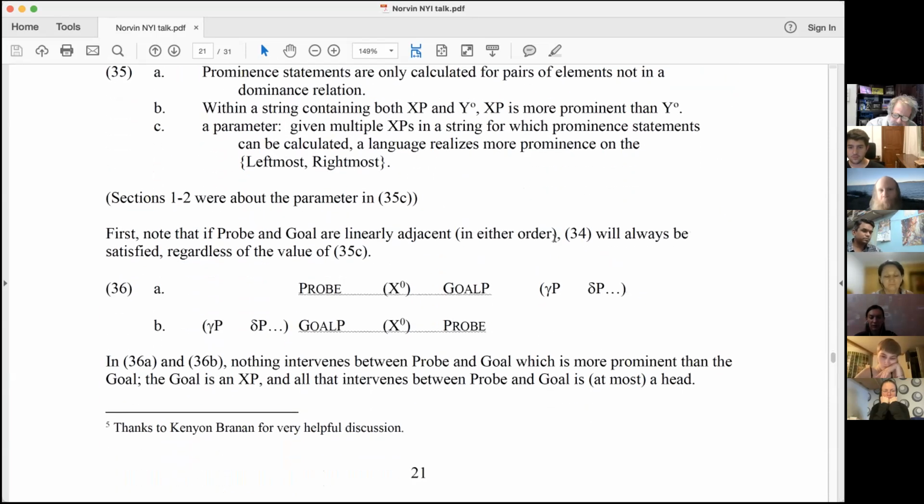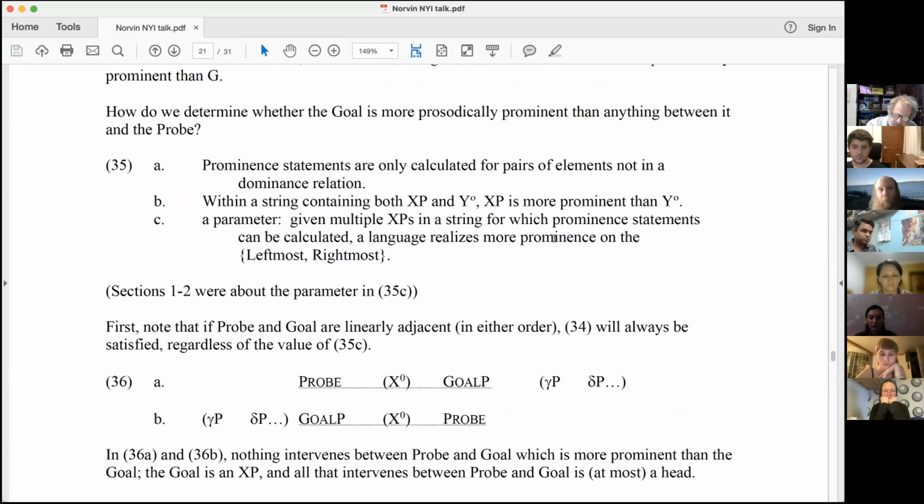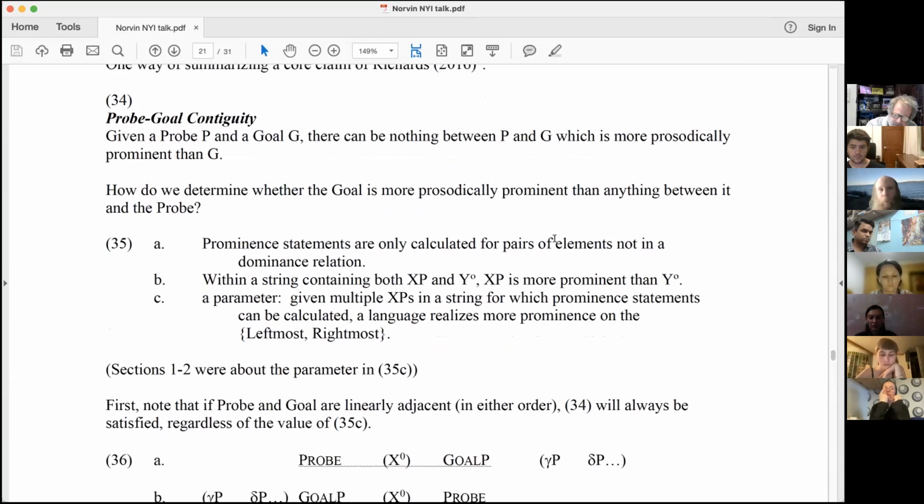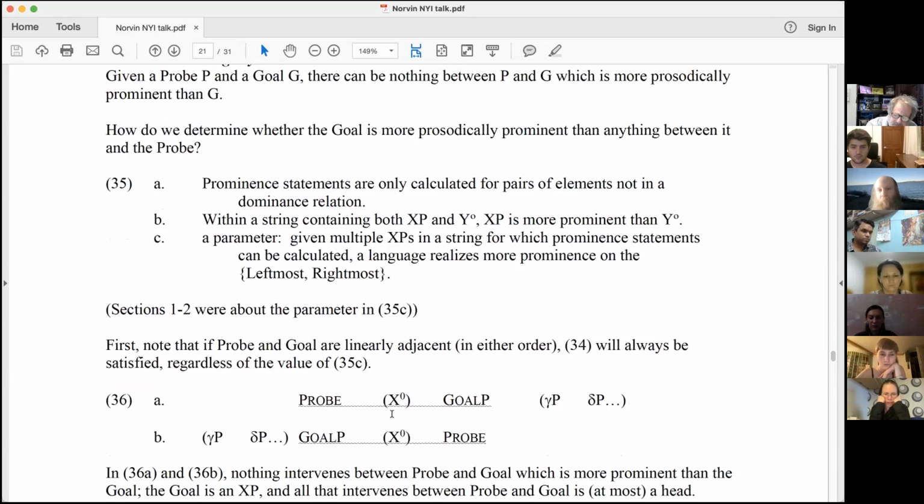It means, first of all, that if a probe and a goal are linearly adjacent in either order, or in fact, if they have something between them, but it's not a phrase, it's just a head, this condition of probe-goal contiguity is going to be satisfied, right? Because no matter whether you're looking at a left prominent language or a right prominent language, if the goal is right next to the probe, whether the goal precedes the probe or the probe precedes the goal, the minimal string that contains the probe and the goal is the only phrase, and so it's the most prominent thing. That's what 35b says.